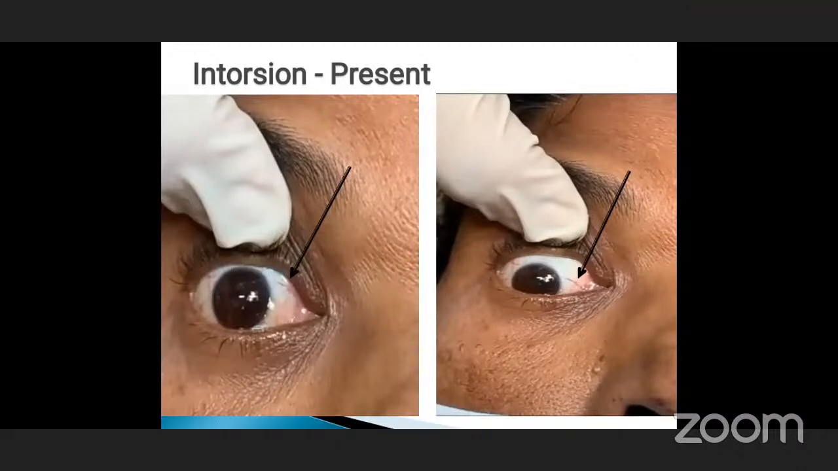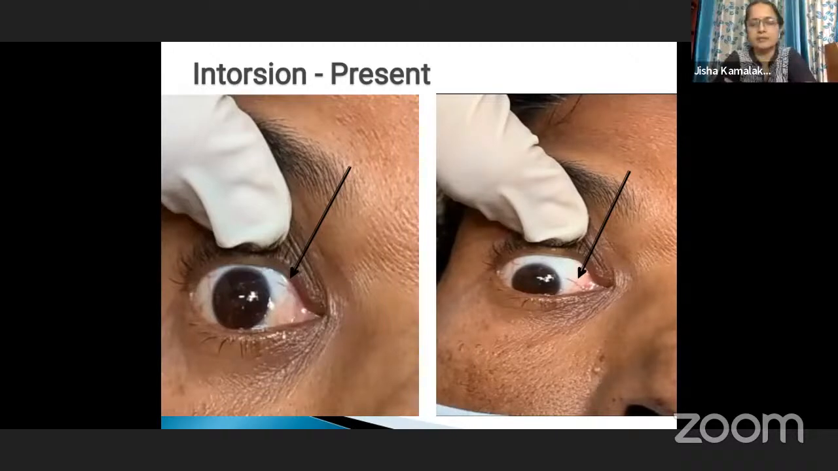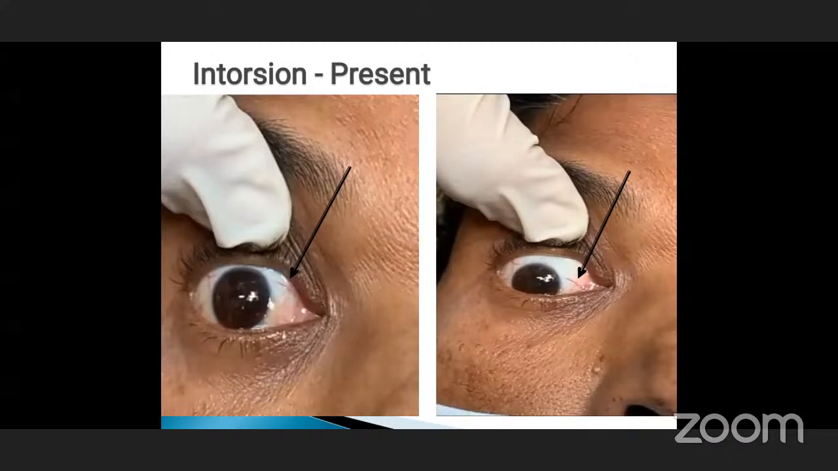Yes, ma'am. We can do a forced duction test to assess whether it is restrictive or paralytic. Or a force generation test can be done.